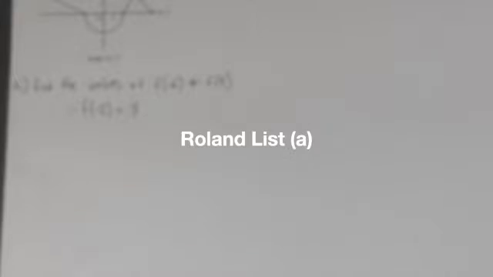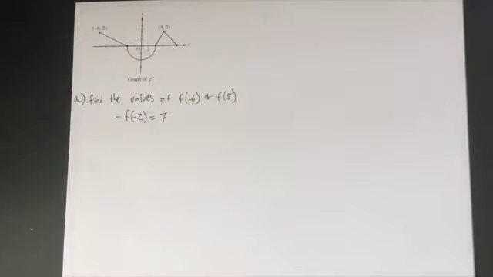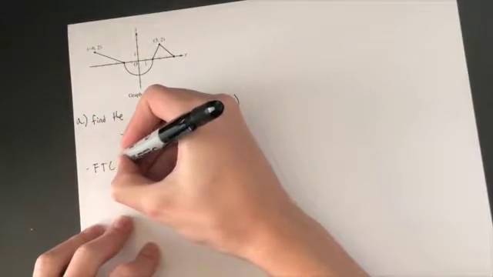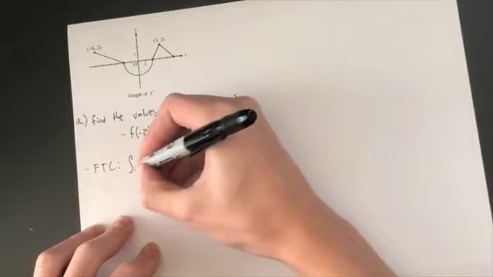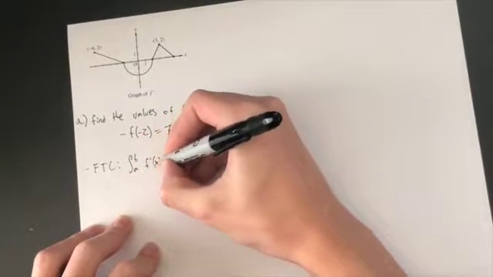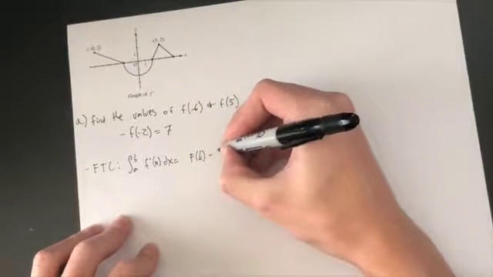This is number 3a, which is asking to find the values of f of negative 6 and f of 5 using the graph of f prime, given that f of negative 2 equals 7. To start off solving this, I'm going to use the fundamental theorem of calculus, which says that the integral from a to b of f prime of x dx equals f of b minus f of a.